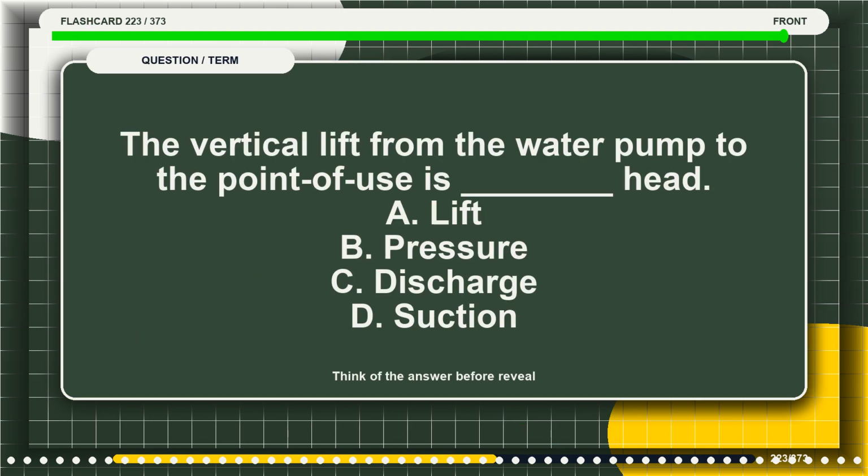Flashcard 223. The vertical lift from the water pump to the point of use is blank head. A. Lift. B. Pressure. C. Discharge. D. Suction. Think of the answer before the reveal.